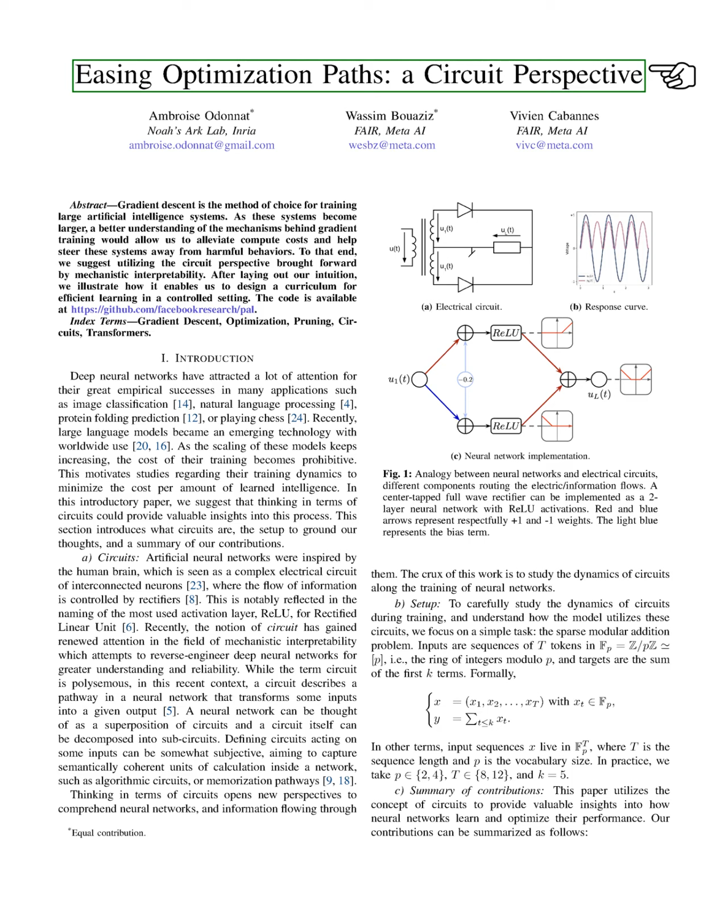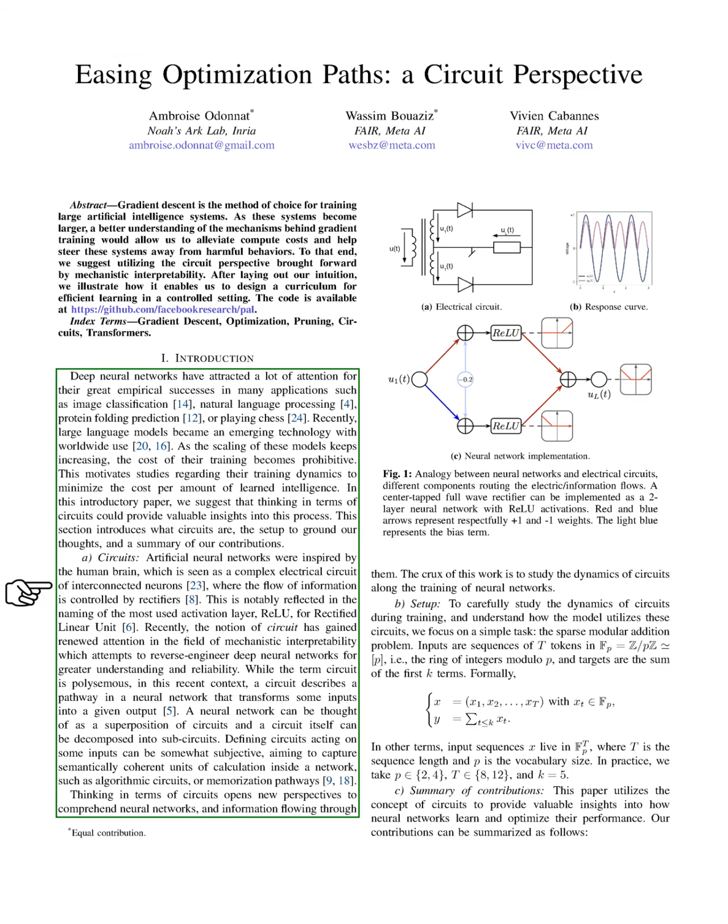Section: Introduction. In this section, we explore the significant role of deep neural networks, which have shown remarkable success in various fields like image classification, natural language processing, and even playing chess. Recently, large language models have emerged as a prominent technology, but as these models grow larger, their training costs become extremely high. This drives us to investigate their training dynamics to reduce the cost of acquiring intelligence.